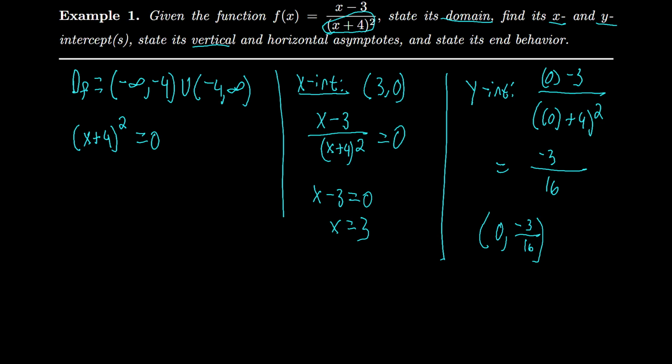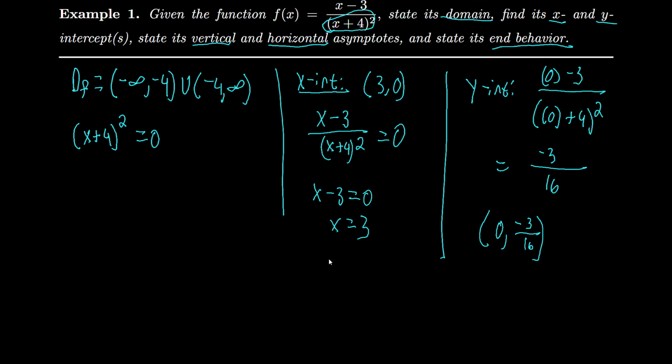Now all we need to do is state its vertical and horizontal asymptotes, and that'll help us with its end behavior, what it does at the end. So let's find its vertical and horizontal asymptotes. So x minus 3 over x plus 4 squared is the function. F of x here is what we're working with.